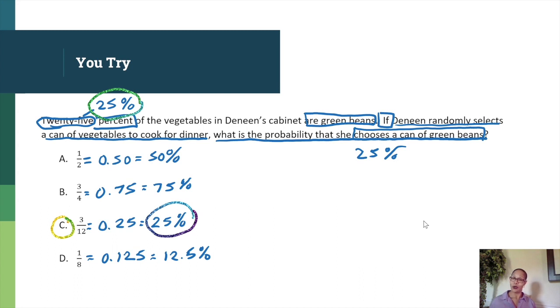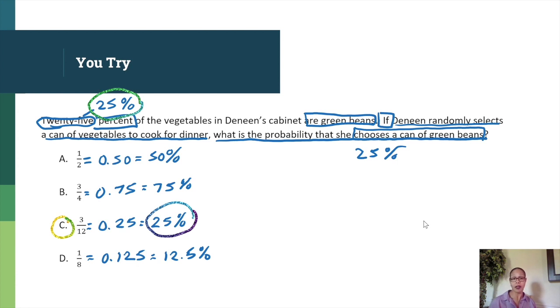And how did you do on this particular word problem? It seems like it's a lot going on, but it's actually not. We know that 25% of the vegetables in Denine's cabinet are green beans. And if she randomly selects a can of vegetables to cook for dinner, what's the probability that she chooses a can of green beans? The problem actually tells us the percent of vegetables that are green beans.